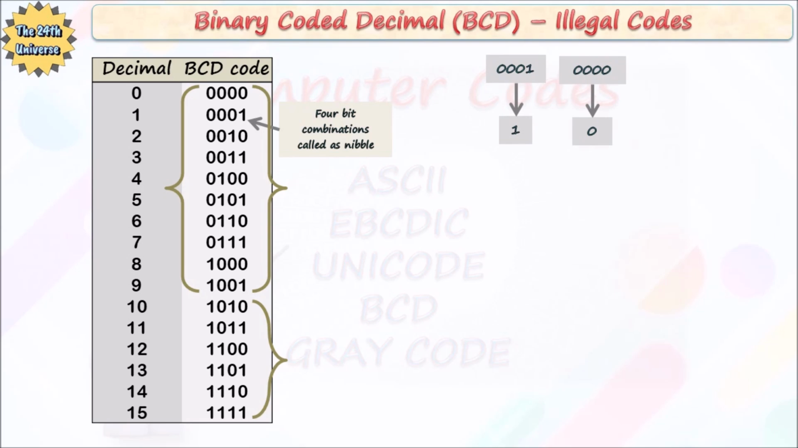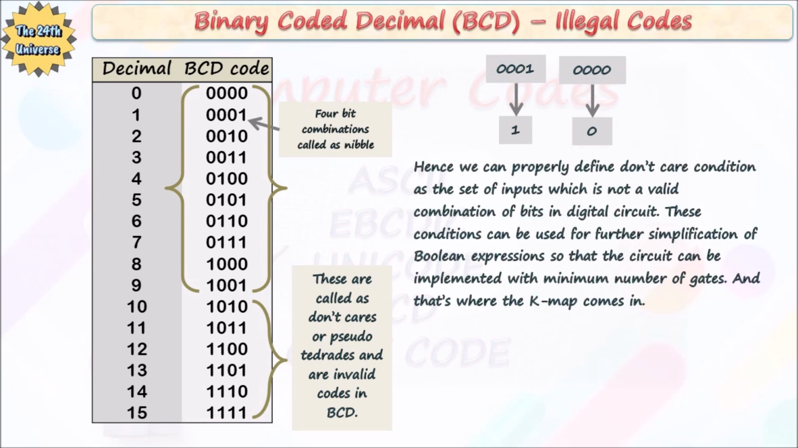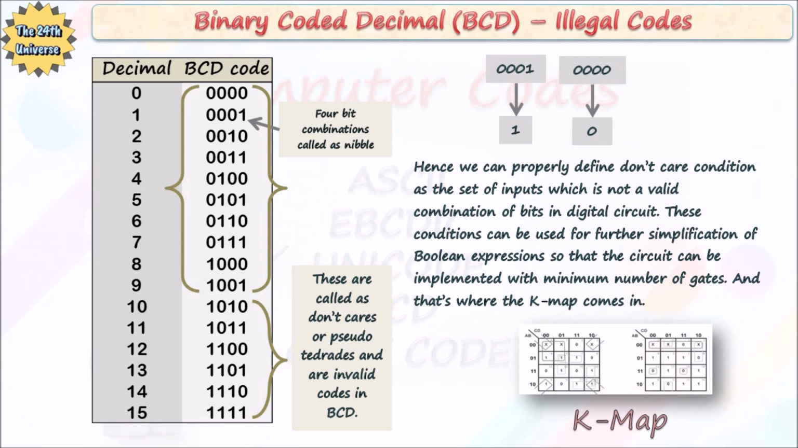These bit combinations in BCD are called don't cares or DC or pseudo-tetrads. Hence, we can properly define a don't care condition as the set of inputs which is not a valid combination of bits in a digital circuit. These conditions can be used for further simplification of Boolean expressions so that the circuit can be implemented with the minimum number of gates, and that's where the K-map comes in.